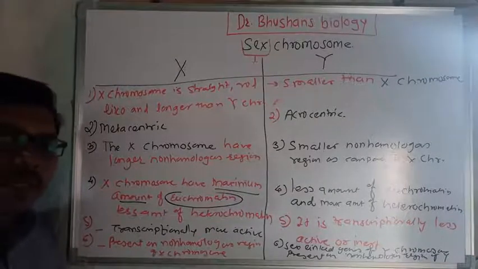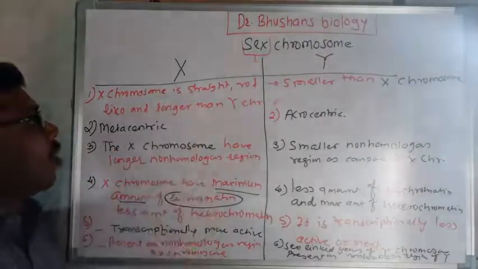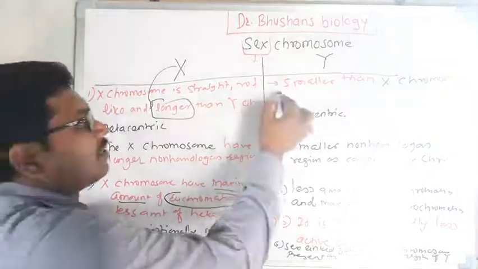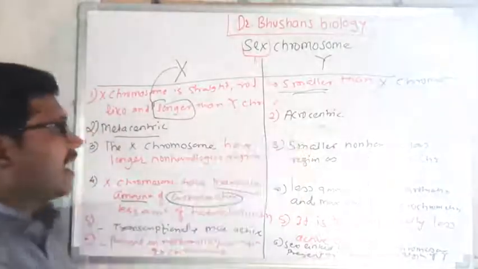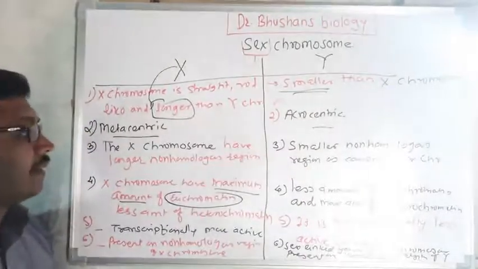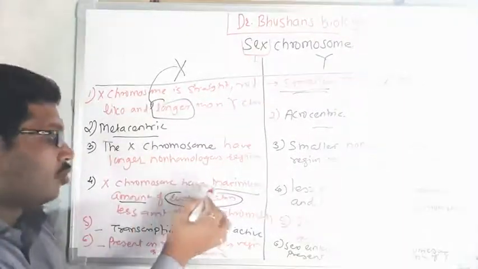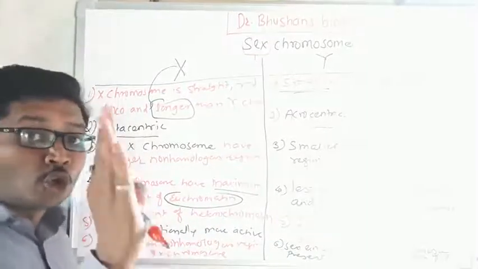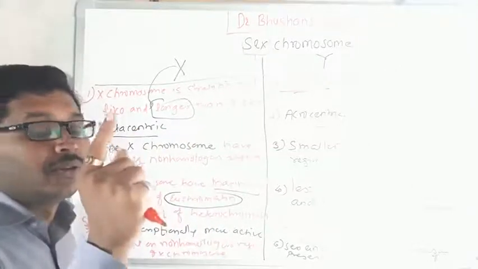So where do we get confused? We are confused here. First one is X chromosome is longer, you must know about this, and Y chromosome is smaller. This is where we are confused the most. Second, it is metacentric, it is acrocentric, second confusion. And third confusion is X chromosome contains maximum amount of euchromatin, due to this it is transcriptionally active.